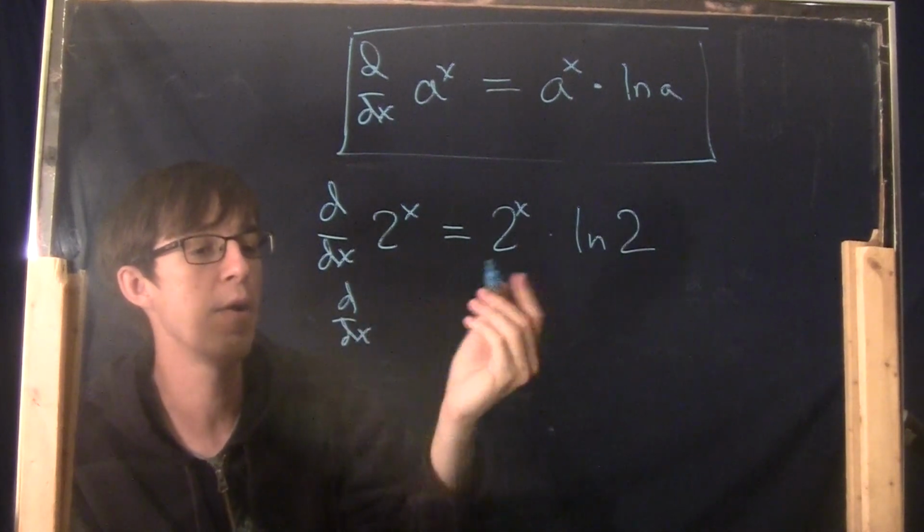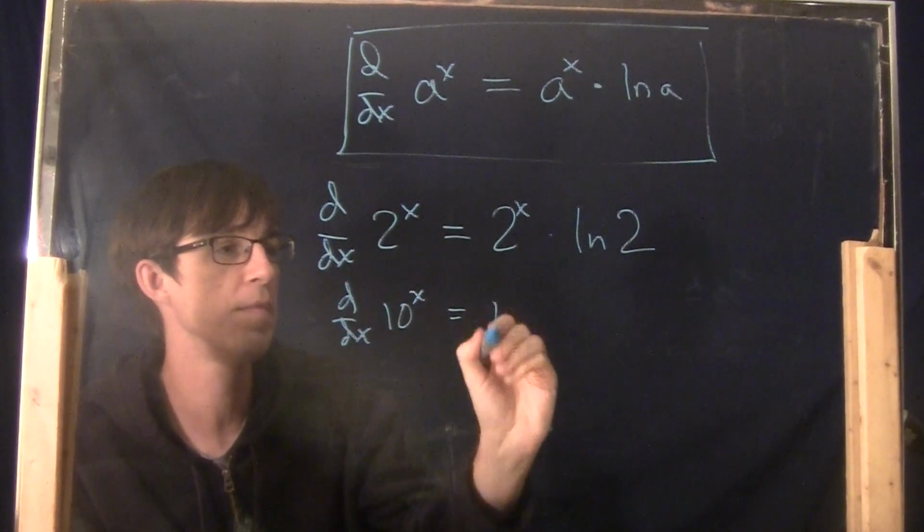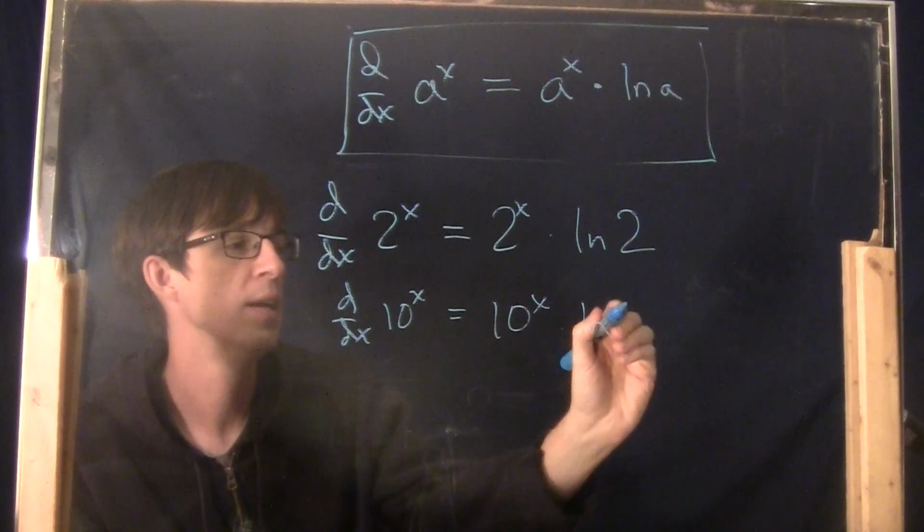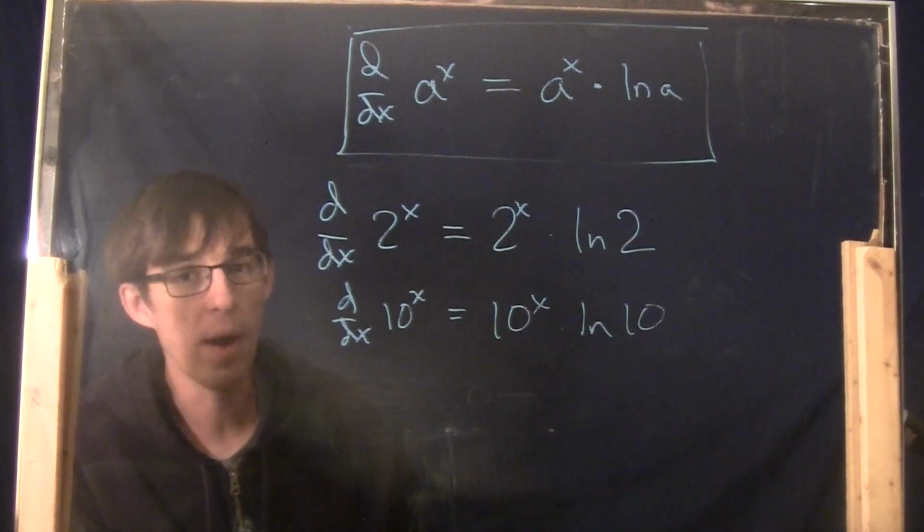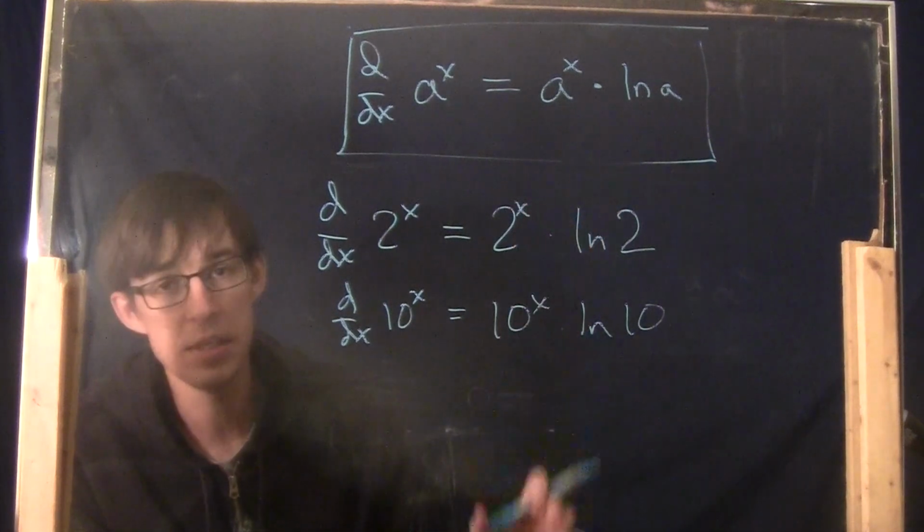And really anything to the power x is no different, right? The derivative of 10 to the x is 10 to the x times natural log of 10, and so on. There's basically nothing to this. You just need to know the formula.